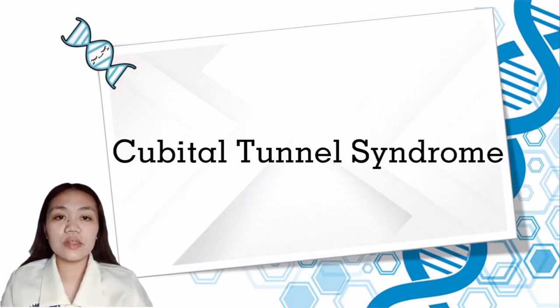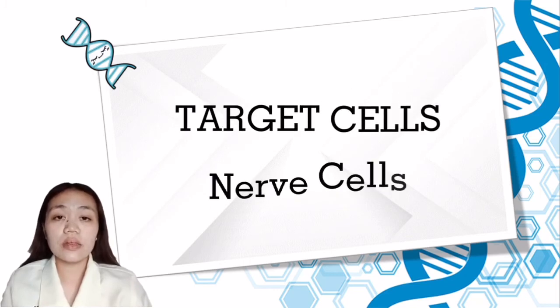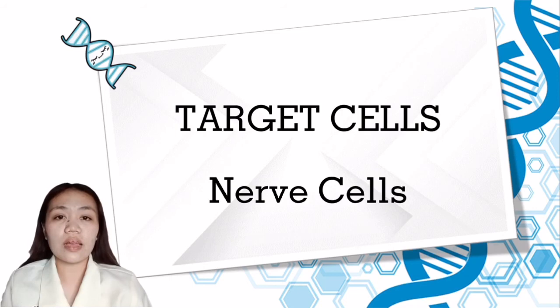And lastly, cubital tunnel syndrome. The target cells are nerve cells. Cubital tunnel syndrome happens when the ulnar nerve, which passes through the cubital tunnel on the inside of the elbow, is injured and becomes swollen and irritated.